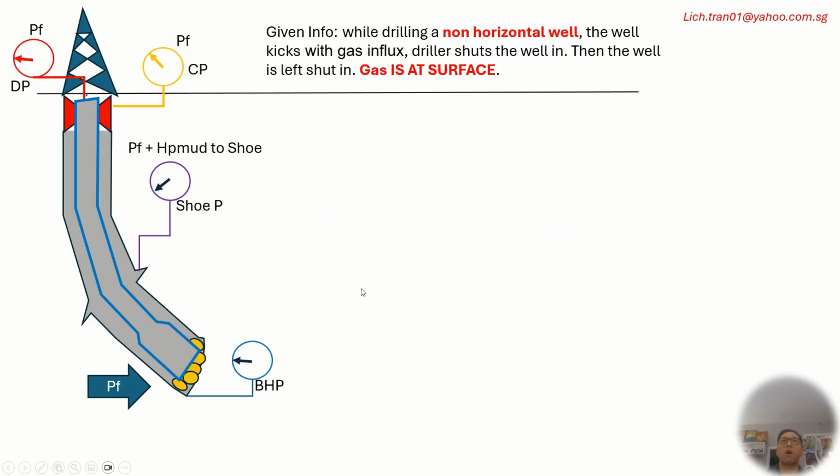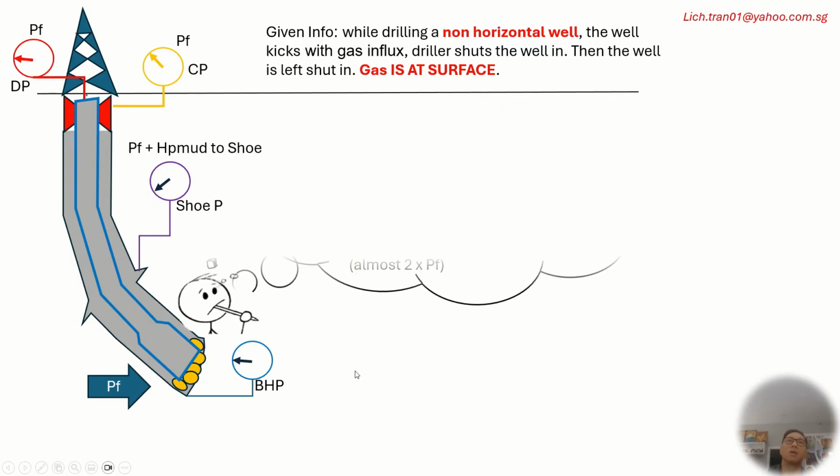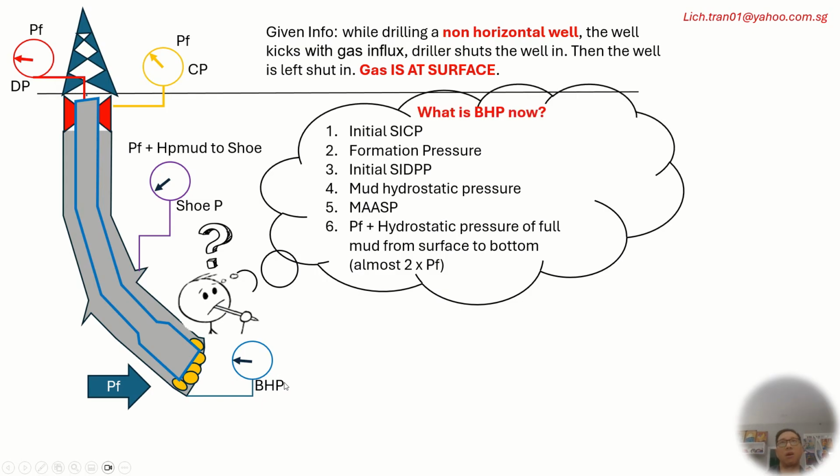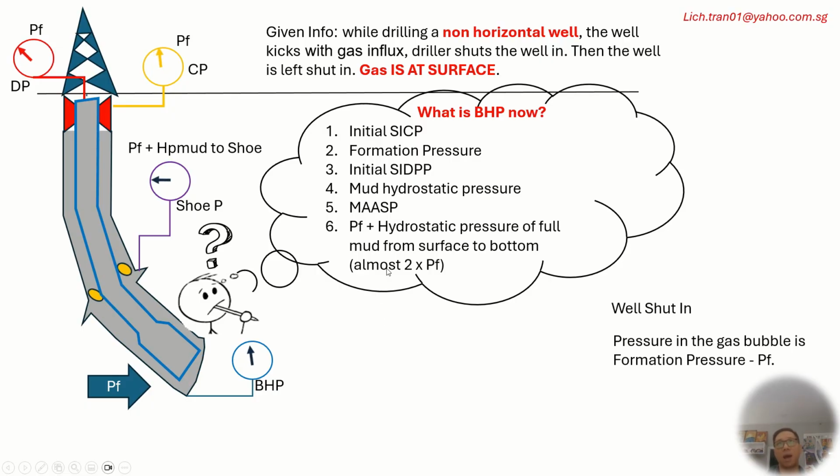All right, next question, the last one. What do you expect to see for the bottom hole pressure? Options: initial shut-in casing pressure, formation pressure, initial shut-in drill pipe pressure, mud hydrostatic pressure, MASP, or almost twice the formation pressure. The answer is almost twice, but how?